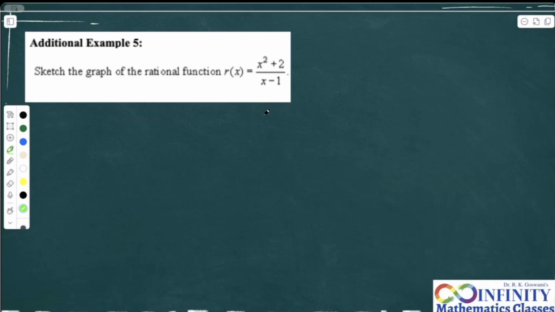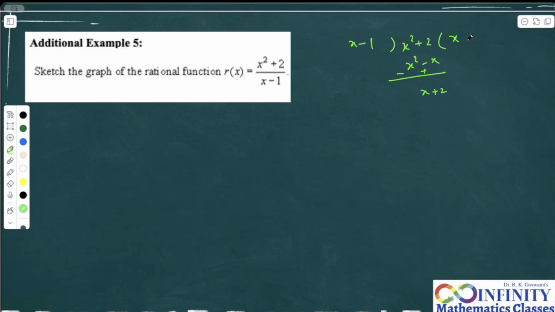Sketch the graph of the rational function R(x) given to you, (x squared plus 2) divided by (x minus 1). Please help me in dividing x squared plus 2 by x minus 1. What will I have? You'd have x. x times x minus 1 is x squared minus x, the negative and positive cancel out. This is going to be x plus 2.